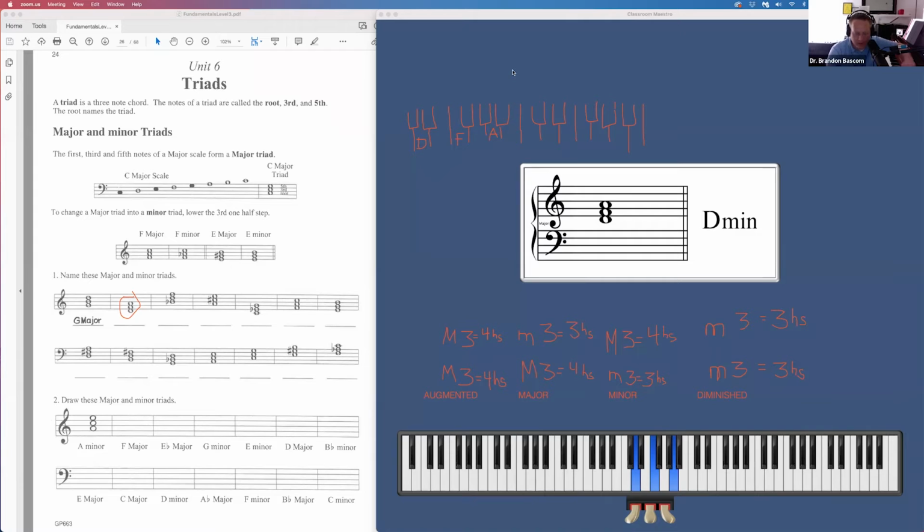This can also be helpful for part 2, where you have to draw a major triad. Okay, so here's my F. I know I have to go 4. 1, 2, 3, 4 to get A. And I have to go 3, 1, 2, 3 to get C. So I can figure out my major triad.